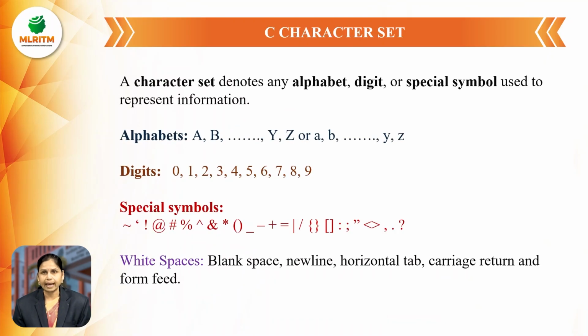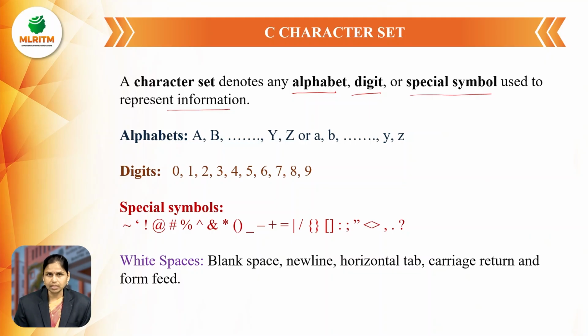The first one is the character set. When we write a C program, it is a high-level programming language. It contains only alphabets, digits, and special symbols. So a character set denotes any alphabet, digit, or special symbol used to represent information. If you want to type any data on the computer, we have to use alphabets, digits 0 to 9, and special symbols: plus, minus, multiplication, dot, comma, double colon. All these are special symbols.